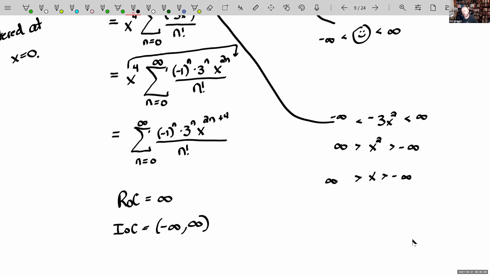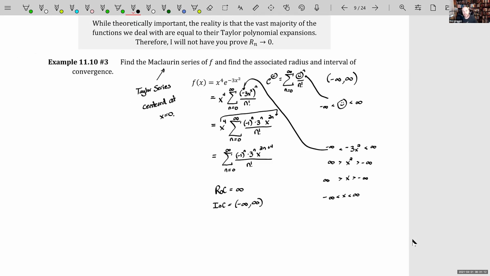When you take the square root of both sides, you get the absolute value of x. So there you go. The absolute value of x has to be between negative infinity and infinity. So therefore, x itself has to be between negative infinity and infinity. It bothers me it's written that way. Just really bothers me. All right. So because we didn't differentiate or integrate, no change to the interval of convergence. Yay.